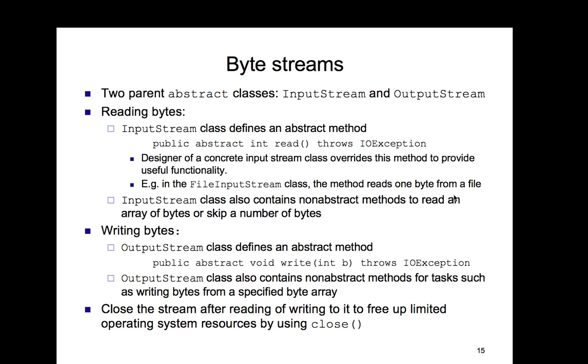So writing is the same concept, where we have output stream, which defines the abstract method to output the particular content. And we have a write, which throws IO exception, and the output class contains non-abstract methods for the task of writing bytes. So although it's an abstract class, it has already implemented the functionality to read and to write. So you don't have to reinvent the wheel in terms of file I/O. You have built-in classes for that. Close the stream after with a close method. Same thing you get in other languages.